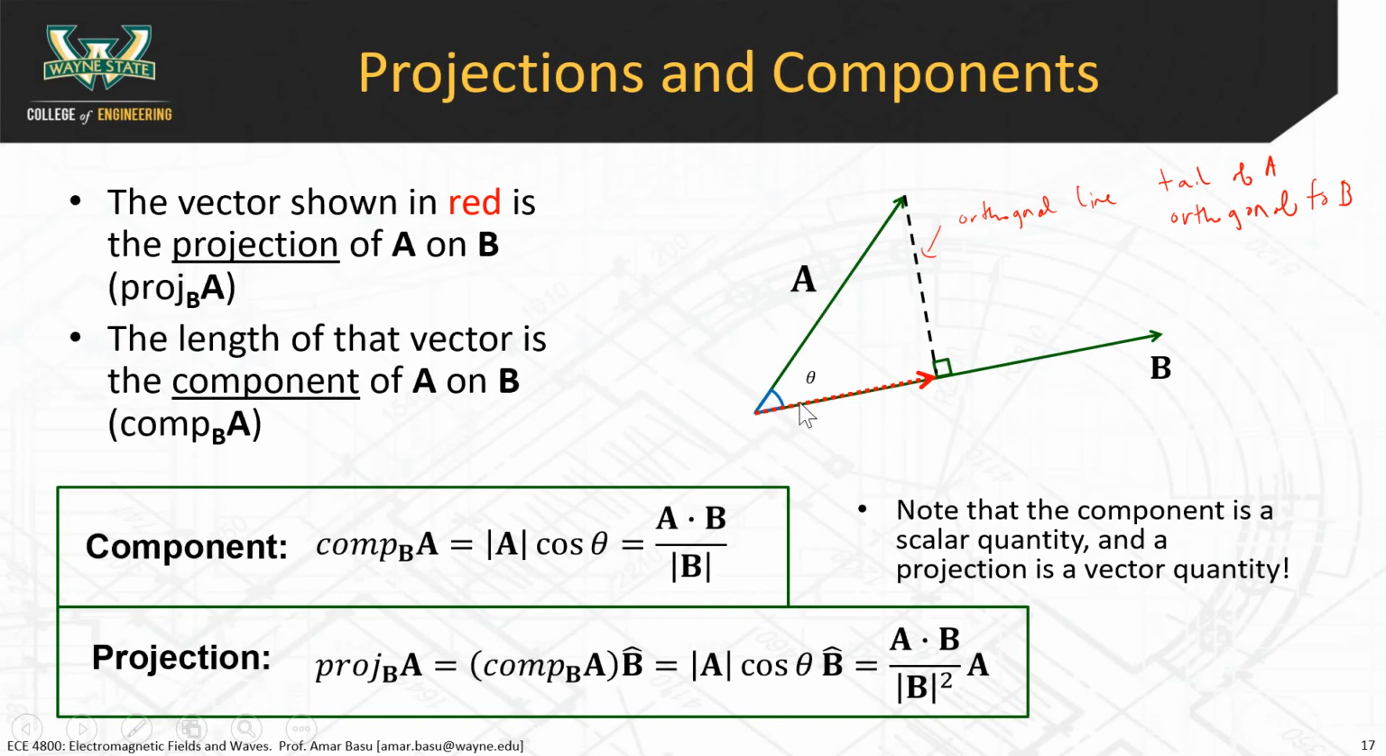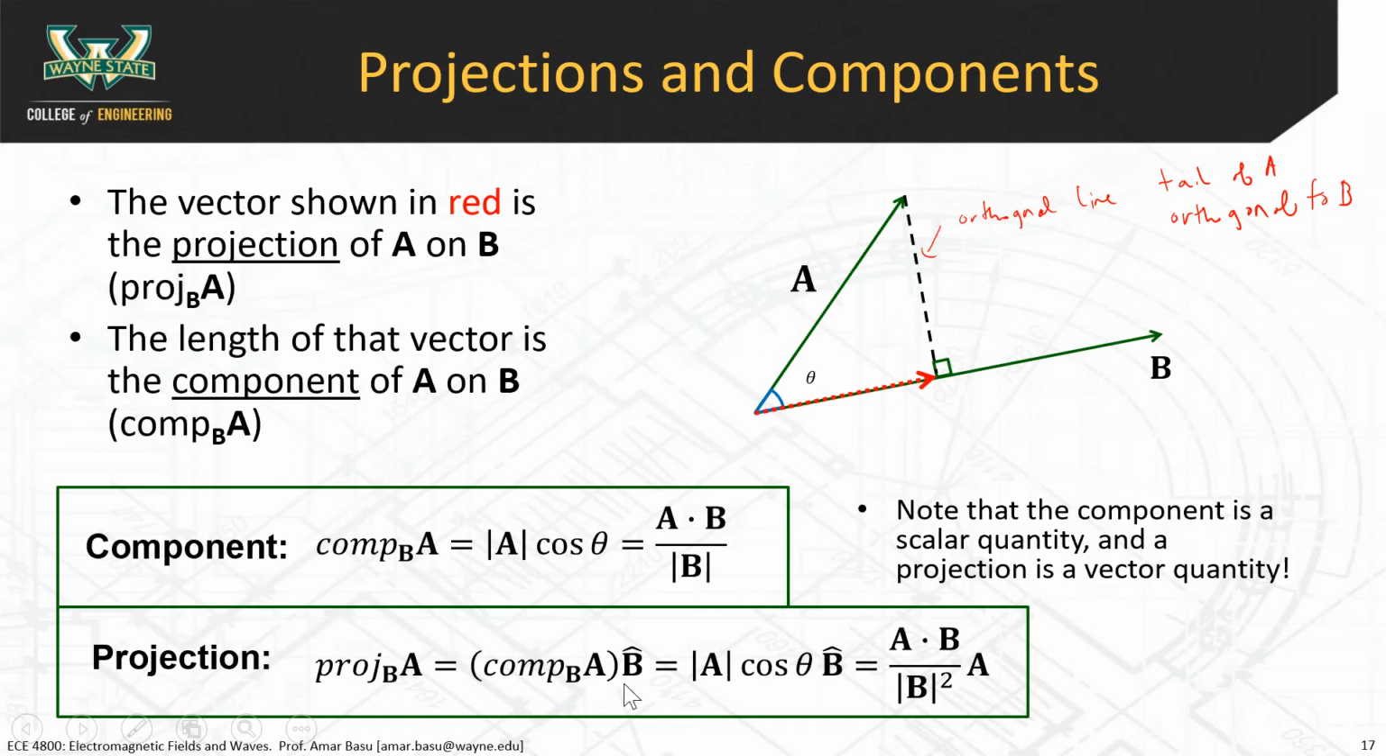So that's the length of this red line here, this red arrow, the magnitude of this line. All right, note that the component is a scalar quantity. Now we figure out the projection. The projection of A on B, remember that funny notation here, the B is in the denominator. This is equal to the component of A on B times B hat.